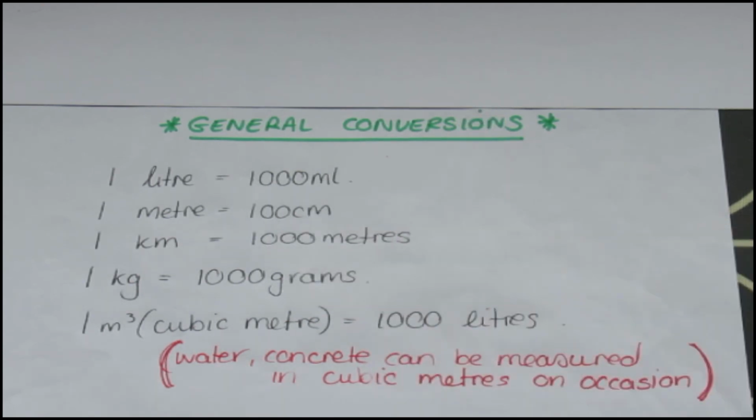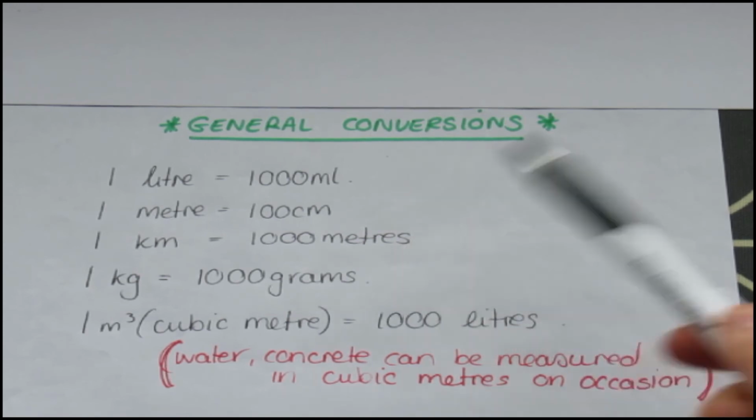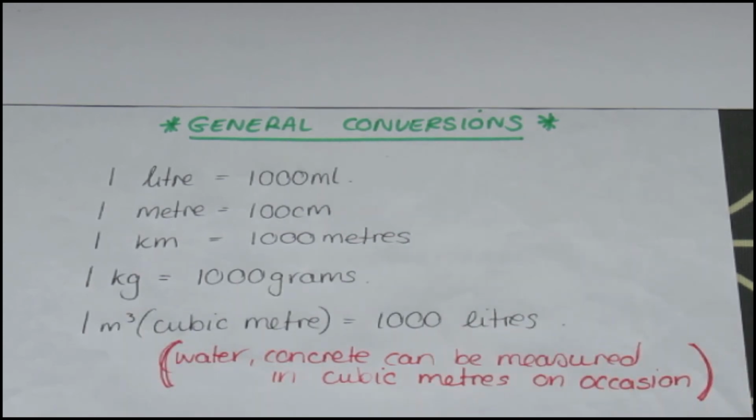1 litre is the same as 1,000 millilitres. Again, that is definitely one that you should know. 1 metre is 100 centimetres, so you might remember those metre sticks in primary school. 1 kilometre is the same as 1,000 metres, and 1 kg is the same as 1,000 grams.